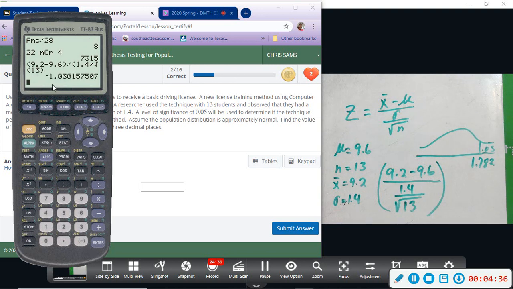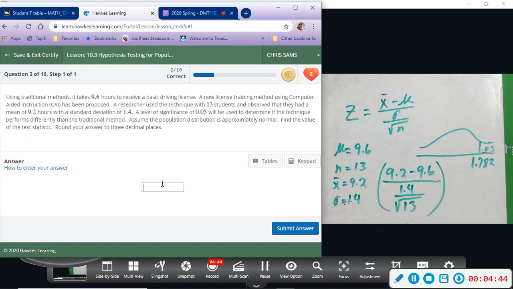Alright, so we get a negative 1.03. Okay, so negative 1.03.